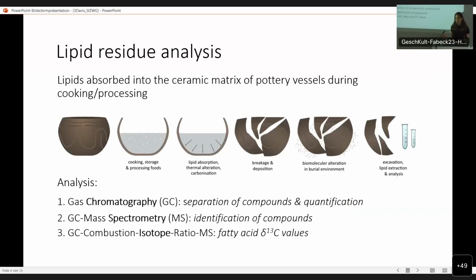So one of the other ways that we can look at animal exploitation, and what I'm going to be focusing on today, is lipid residue analysis. I know Melanie already talked about this earlier, so very briefly, lipids get absorbed into pottery vessels during cooking and other processing methods, and then they can preserve there for archaeological timescales until we excavate the pottery, and then we can extract the lipids and analyze them, and match the compounds that we detect back to known precursors from different animal resources. This analysis is generally done using a combination of gas chromatography mass spectrometry, and also GC combustion isotope ratio mass spectrometry for doing compound-specific fatty acid analysis.